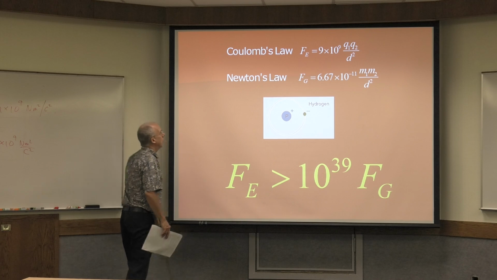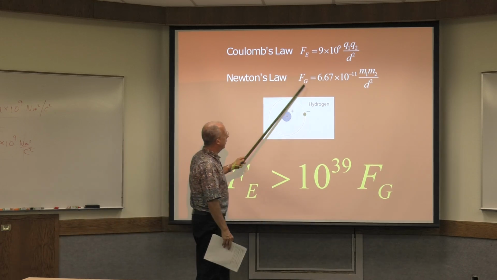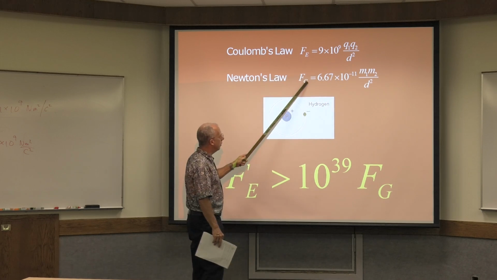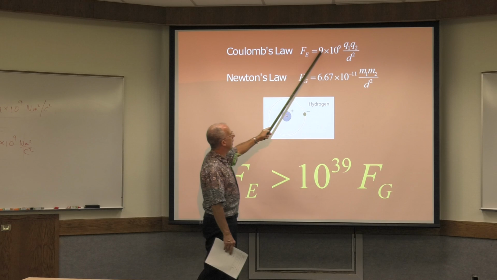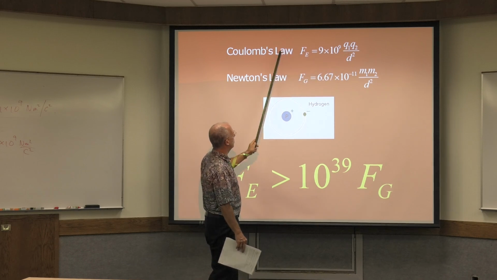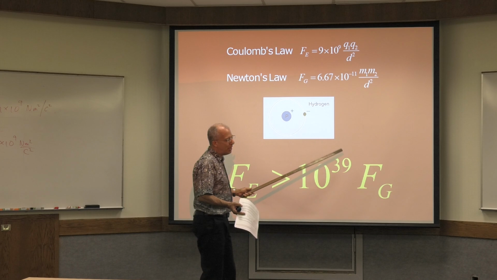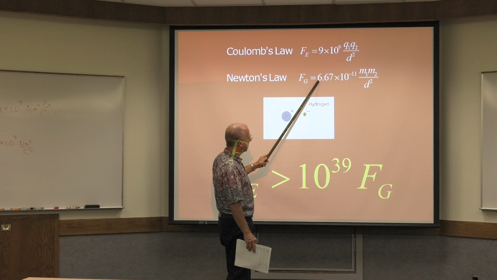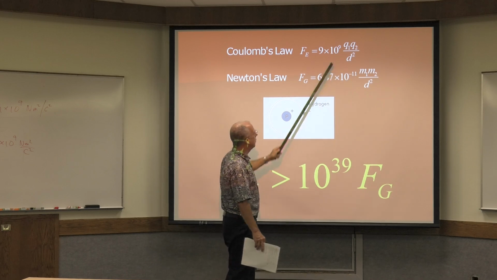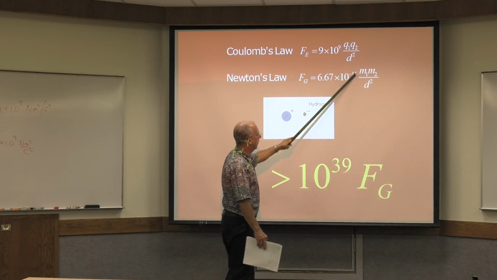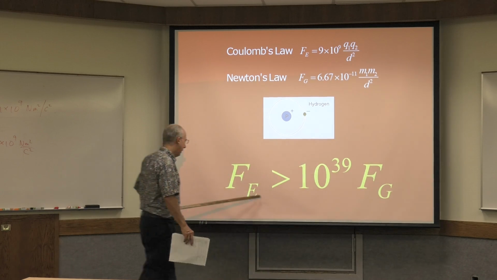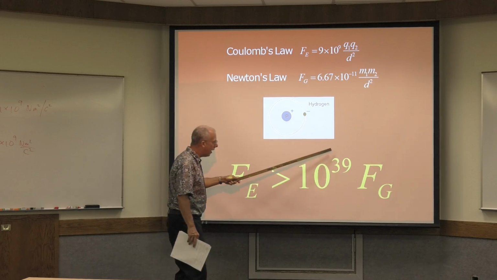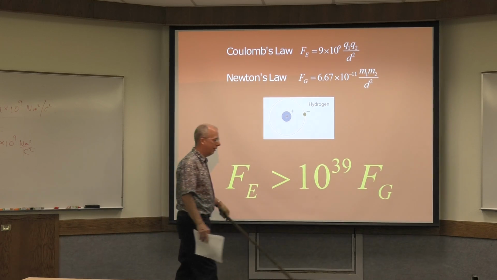We can use what we learned in Physics 105, Newton's law of gravity, and figure out the gravitational force. Or we can use what we've just learned now, Coulomb's law, to figure out the electrical force. Notice this is 9 times 10 to the positive 9, and this is 6.67 times 10 to the minus 11. If you plug in the charges and the distance, or the masses and the distance, the electrical force is more than 10 to the 39 times the gravitational force.